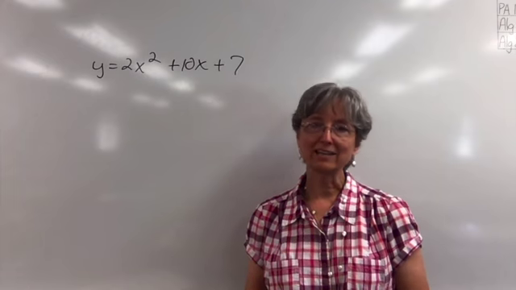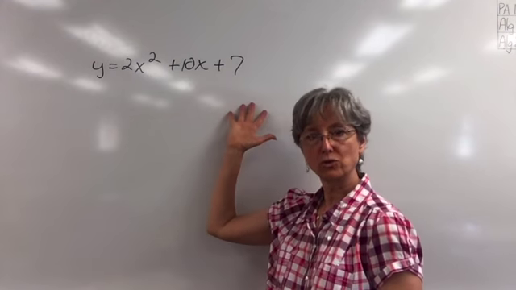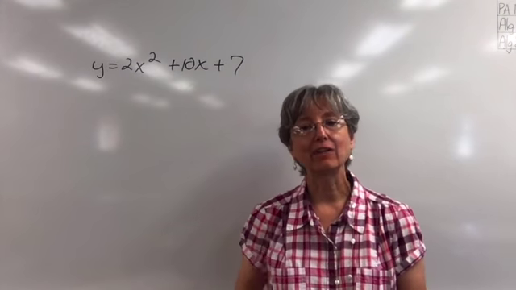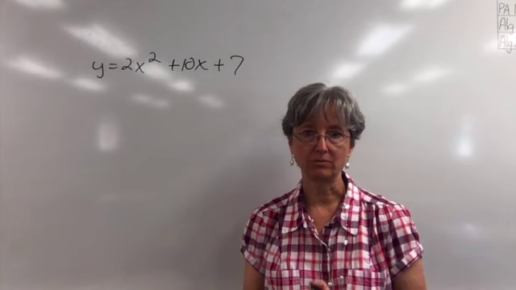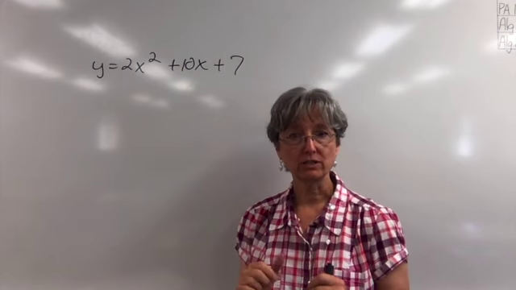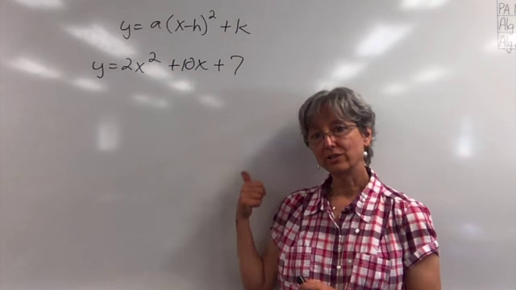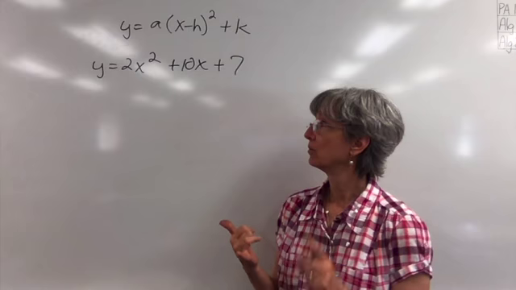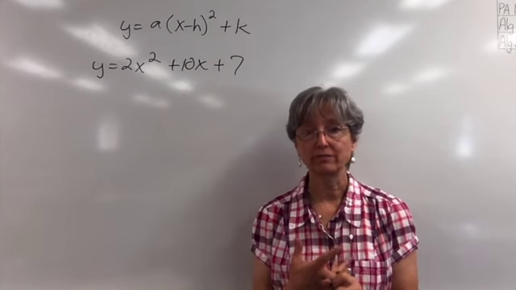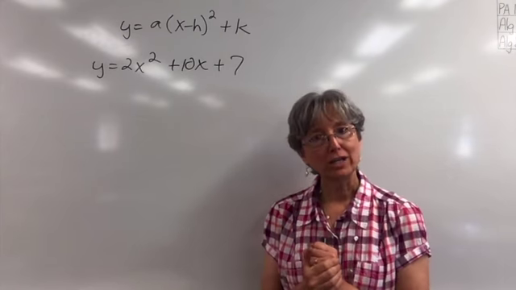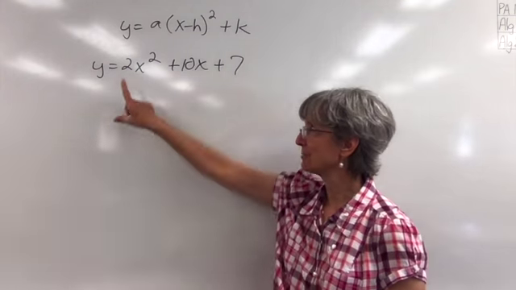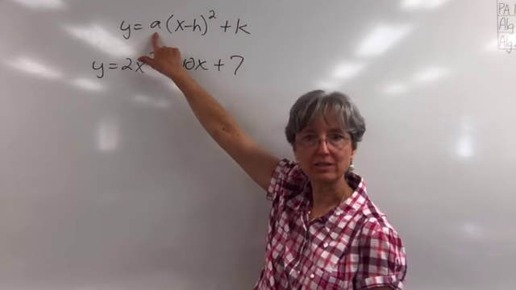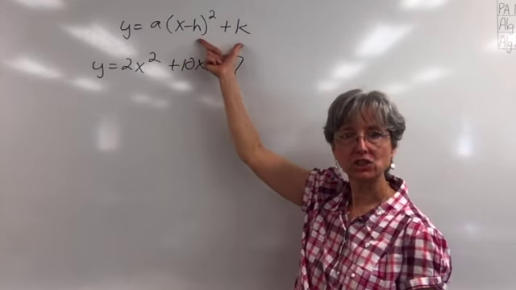Okay, let's add another challenge. Let's say we have our quadratic y in standard form, 2x squared plus 10x plus 7, and now they ask you to change it into vertex form. So let me remind you what vertex form looks like. All right, there's vertex form written up above, and we have some letters that we need to figure out. We have a, and we have h, and we have k. But wait a minute, we have a. Is that the same as this a? Yes, we already know this. So all we have to find is h and k.